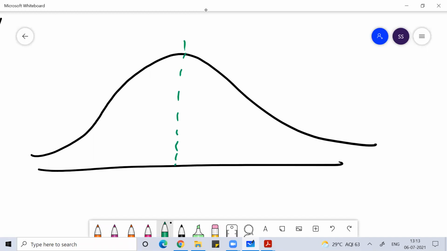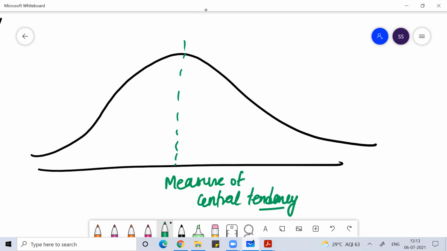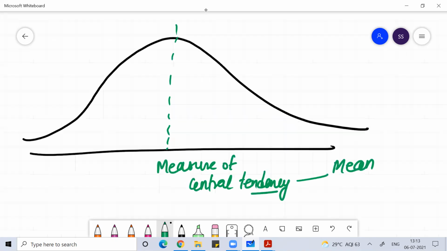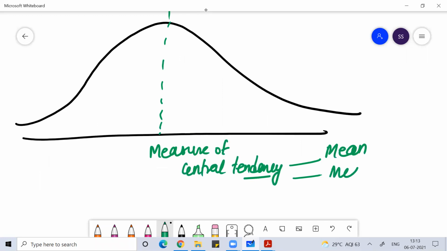When we look into a typical normal distribution curve, we believe that the maximum data will aggregate at the center, and the property where the maximum data aggregate at the center, we measure under measure of central tendency. You remember under measure of central tendency, we study mean, median, and mode, where the relation between mean, median, and mode is mode equal to 3 median minus 2 mean.